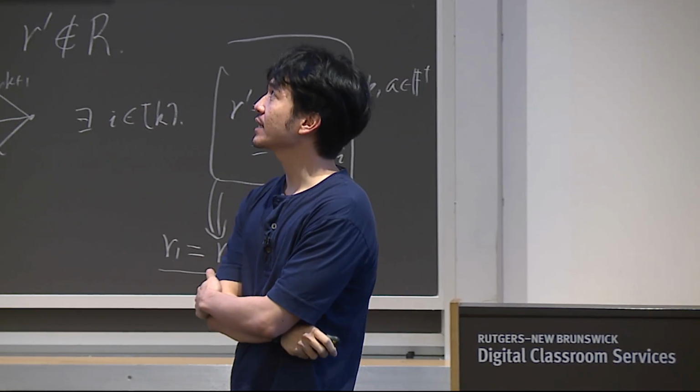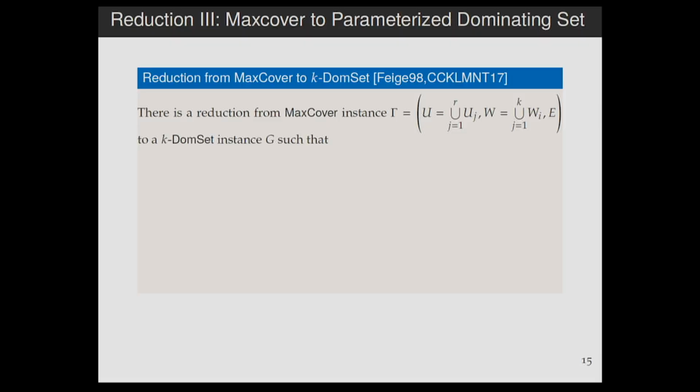The last one is dominating set. For this one, I will not write out the reduction fully, but it's a classic reduction by Feige, where you use this hypercube gadget. The summary of this reduction is as follows. You can reduce to dominating set in such a way that in the yes case, if your max cover is 1, you can cover everything, and the dominating set has size k. In the no case, if you cannot cover more than an epsilon fraction, then the dominating set has size at least k times this strange looking factor, which is (1/epsilon)^(1/k).